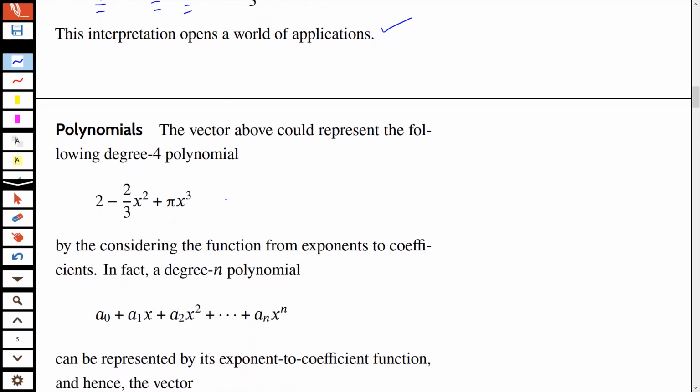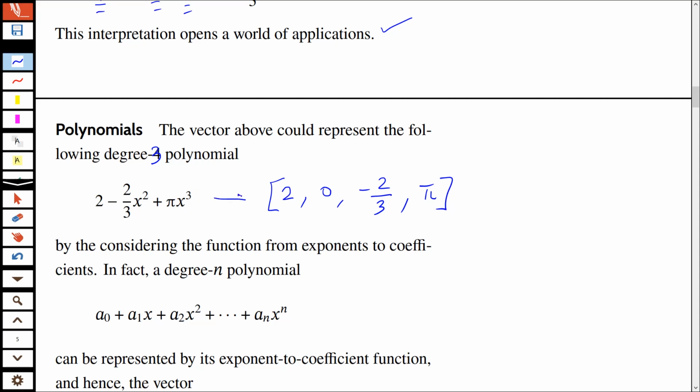So let me write that vector again for you so that I don't have to scroll back and forth. It was 2, 0, minus 2/3, and pi. Now consider a degree 3 polynomial, the highest exponent is 3.